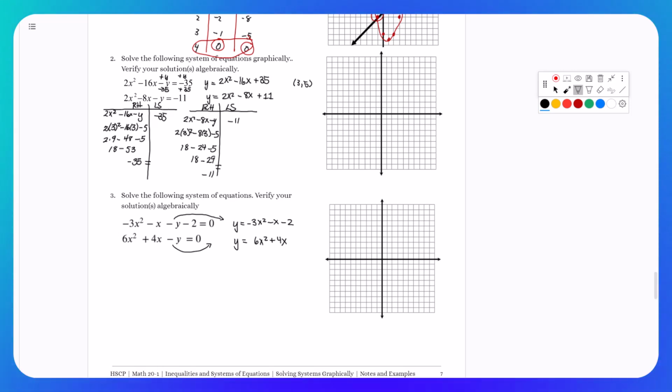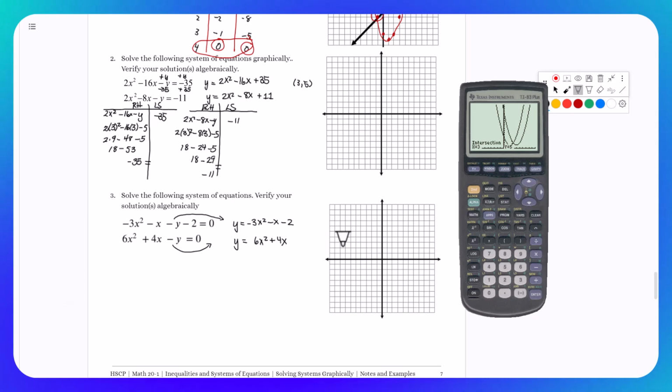So we go ahead and let's get our graphing calculator out. Y equals, the first one is negative. Remember, we use the negative 3x squared minus x minus 2. And 6x squared plus 4x. We hit graph. Oh, there's one. And I can't see the other one.